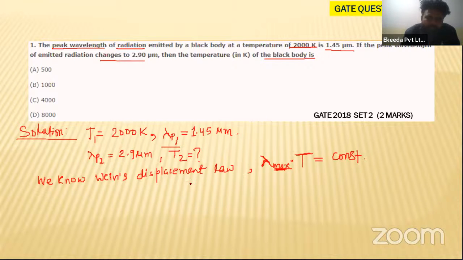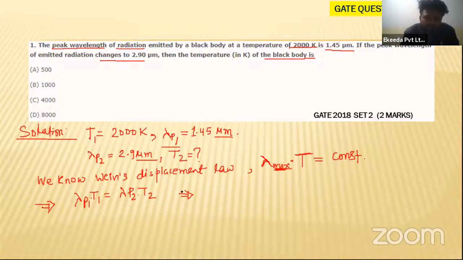So now, if you will directly see this question, I can directly have lambda P1 into T1 is equal to lambda P2 into T2, and I have to calculate T2. Can I have the value of T2 now? Yes, simply I can calculate it. Let us put all the values. I'm not changing the units because micrometer is already given on both sides, so I will get the temperature in Kelvin only.